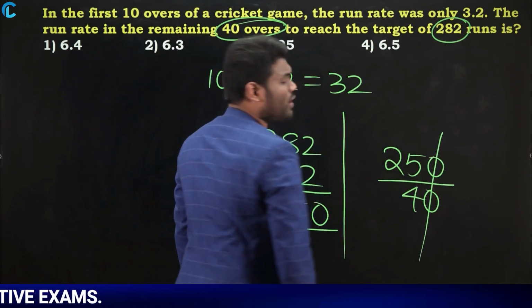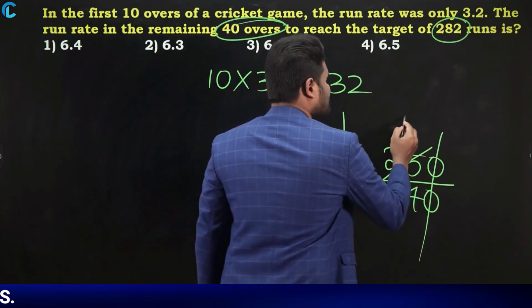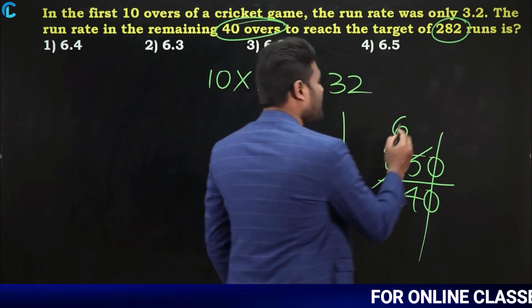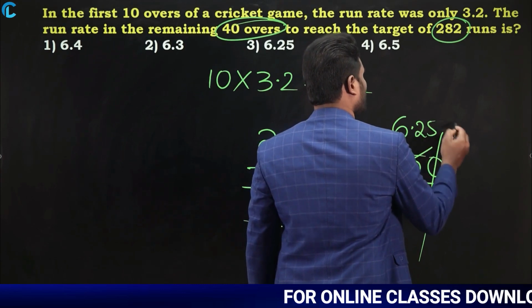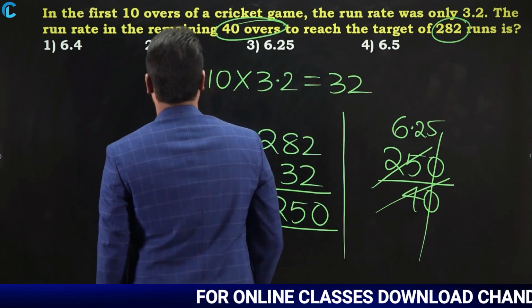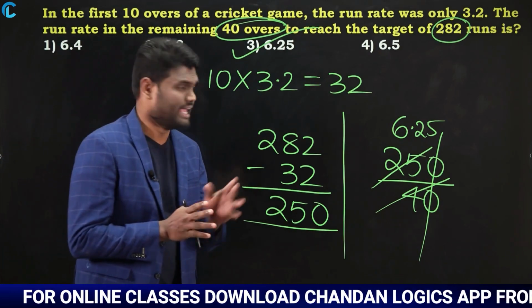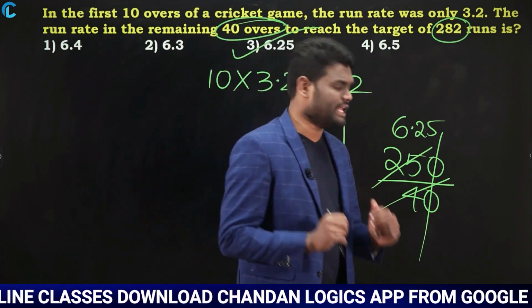If you look here, 0 and 0 get cancelled. 4 sixes are 24, and you're left with one remainder. 1 by 4 is 0.25, which means the required run rate is 6.25. Very simple question. Even these types of questions come in examination.